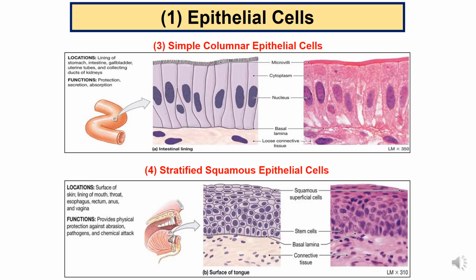New cells formed by division near the basal surface, you can see here, this basal surface, push upwards, replacing cells that are sloughed off. This epithelium is commonly found on surfaces subject to abrasion, such as the outer skin and the linings of the mouth, anus, and vagina.